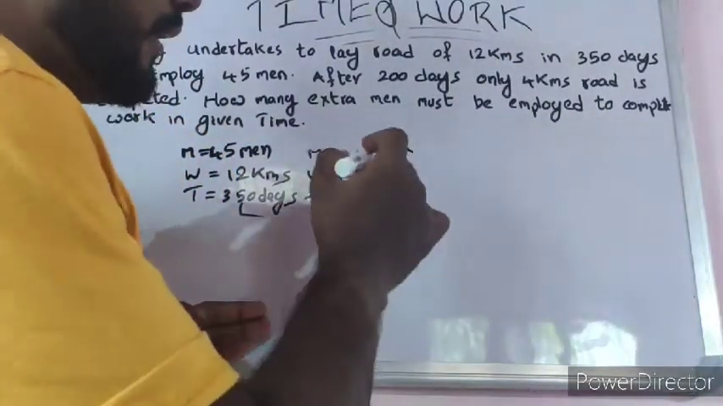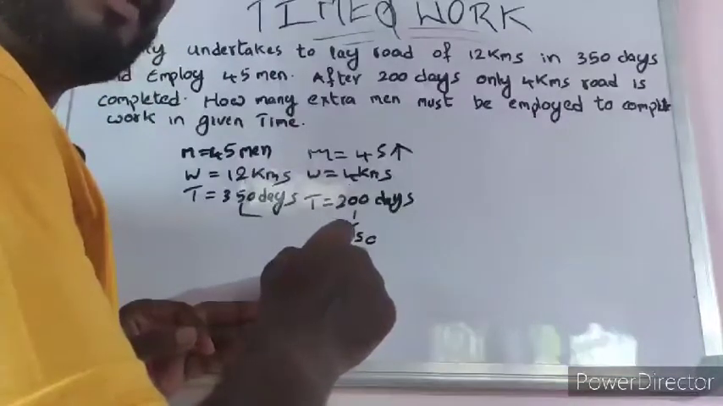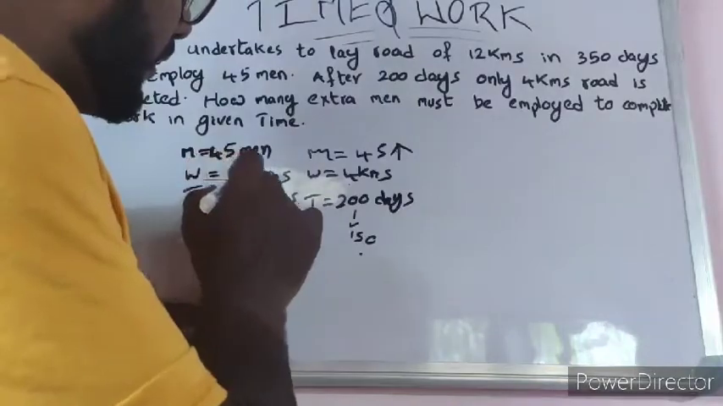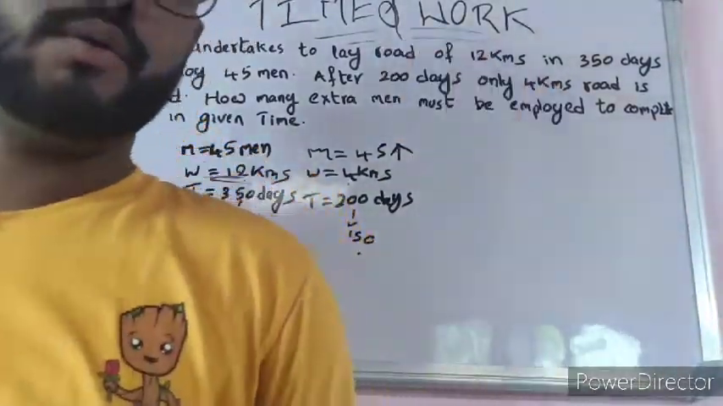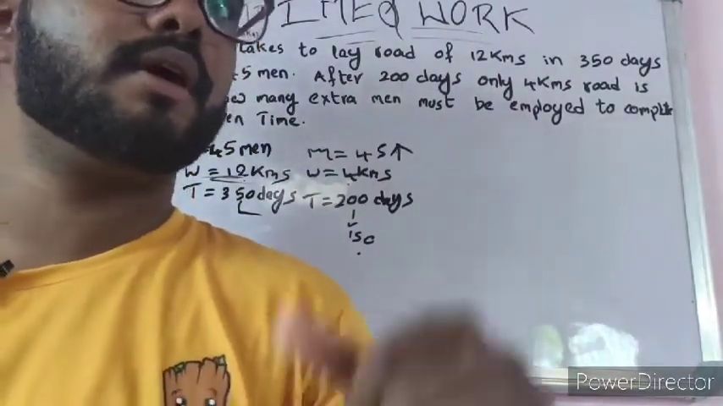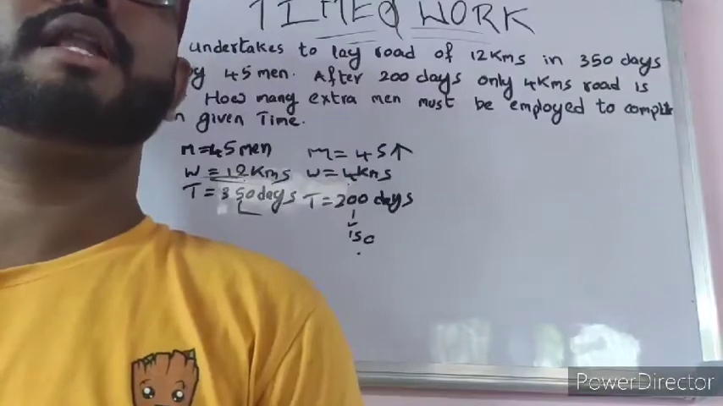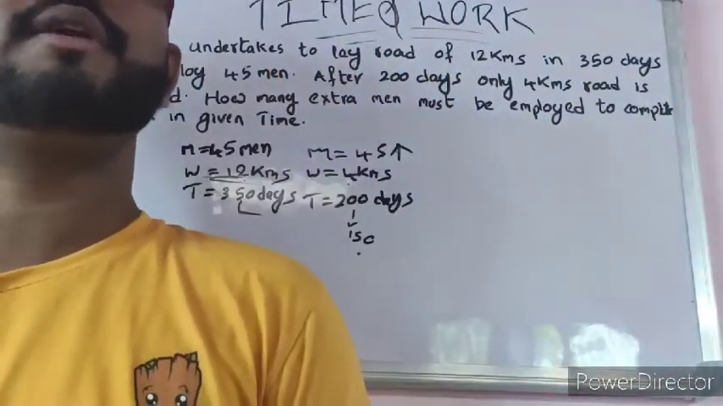Okay, if we increase the number of men in the available time period, we can do the required work. So how? Till now we were using the equation given by me and solving it. So let's not use the equation, and let's use some alternative method.